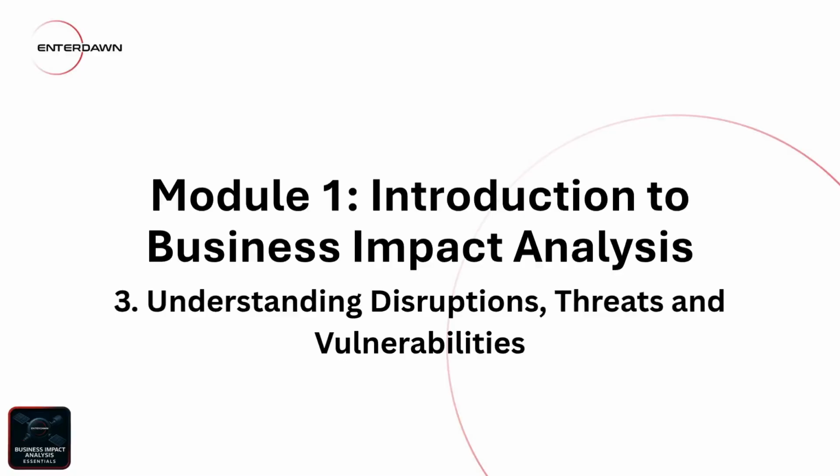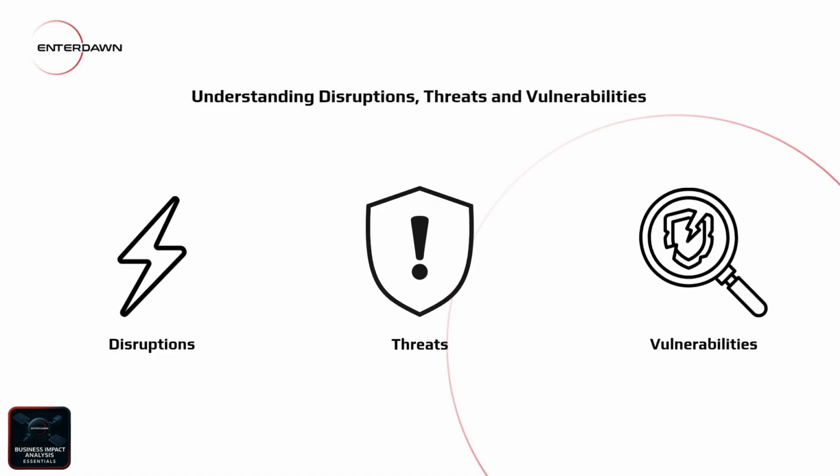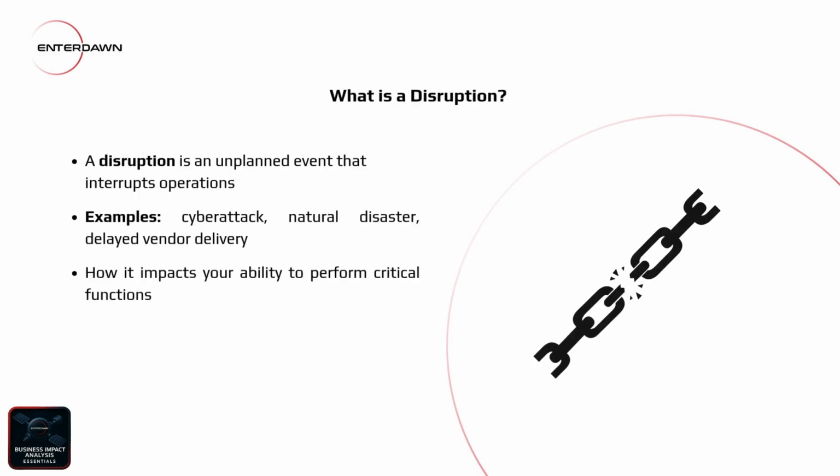All right, next up is Section 3, Understanding Disruptions, Threats, and Vulnerabilities. In this section, we'll cover the foundational concepts of disruptions, threats, and vulnerabilities, and how they tie into the BIA process. A disruption is any unplanned event that interrupts normal business operations. This could range from a cyber attack or a natural disaster to something as simple as a delayed vendor delivery. What matters most is how the event impacts an organization's ability to perform critical functions.